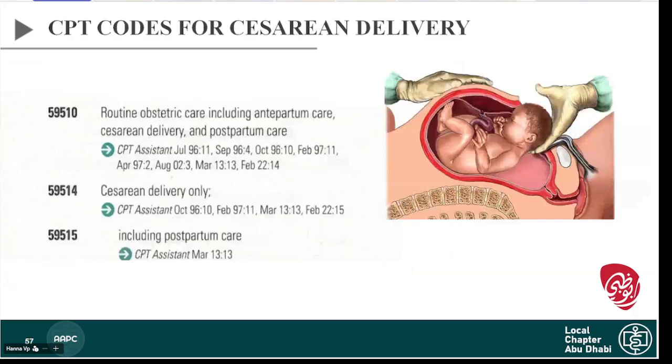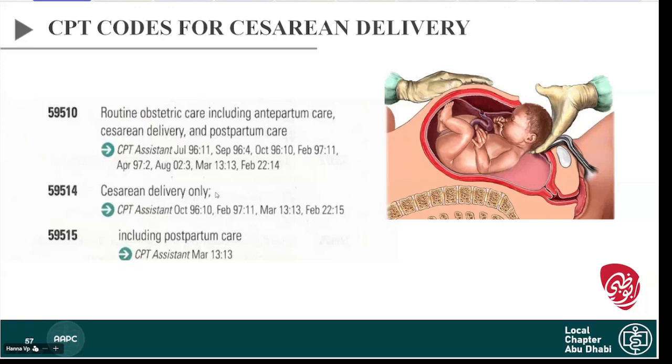Now let's see the C-section codes. Cesarean delivery. Same as before, here also some procedures are bundled. Bundled means antepartum and postpartum care are also included. Can you see the first code, guys? 59510. Routine obstetric care including antepartum care, cesarean delivery, and postpartum care. What is it? The three phases are included, but the delivery was a C-section. You can give the service code 59510.